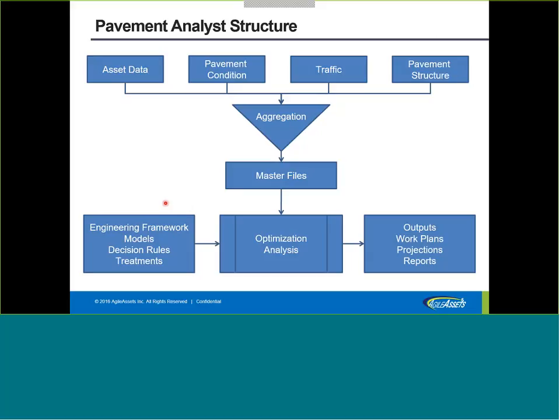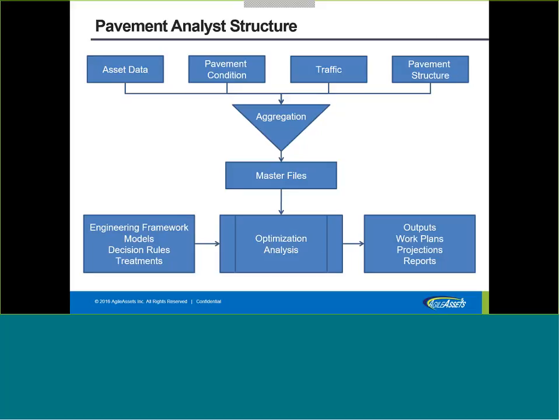In other words, under what conditions would I apply certain treatments, treatment definitions, which includes what kinds of rehab and maintenance treatments do you have available, and what happens to the pavement after you apply those treatments. And that becomes another critical component of the optimization analysis. Then you can run that analysis and use it to try to project what-if scenarios out into the future.